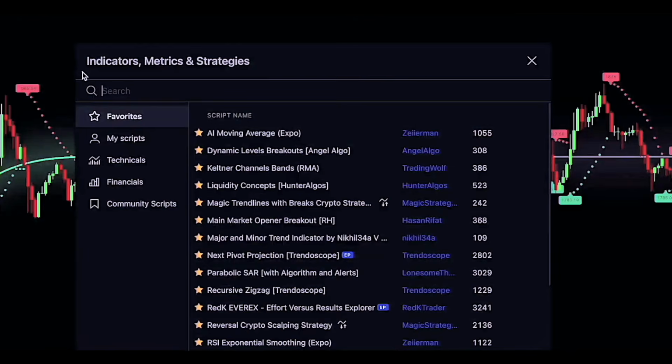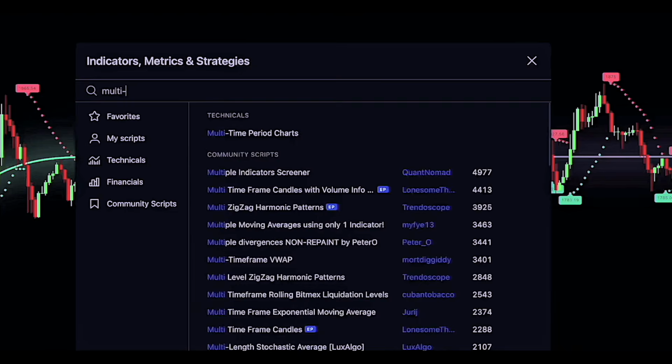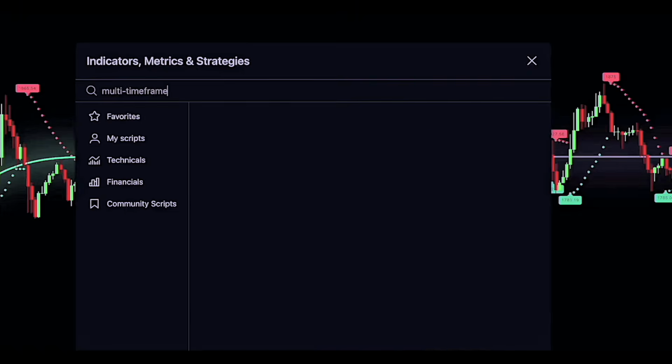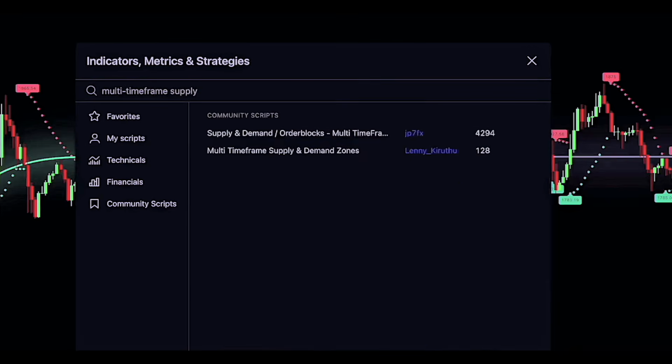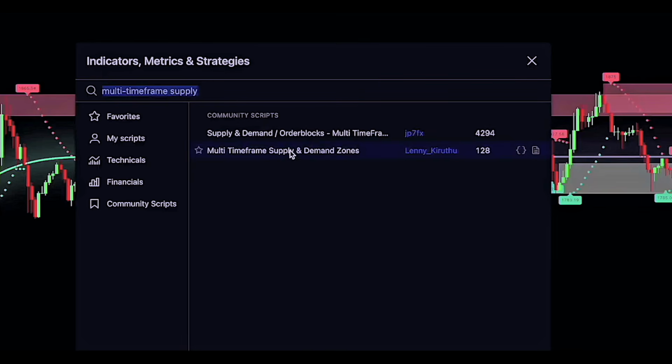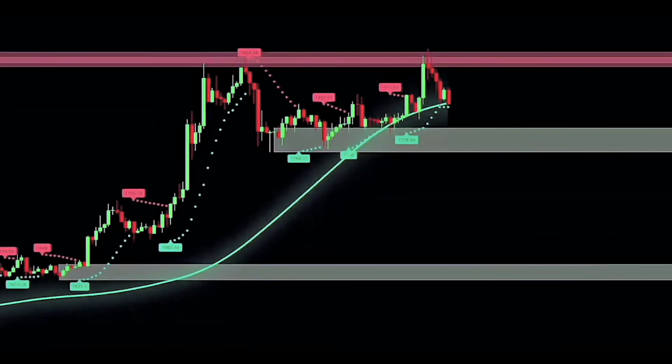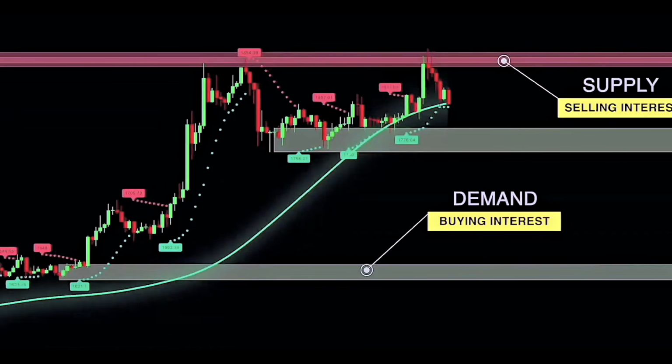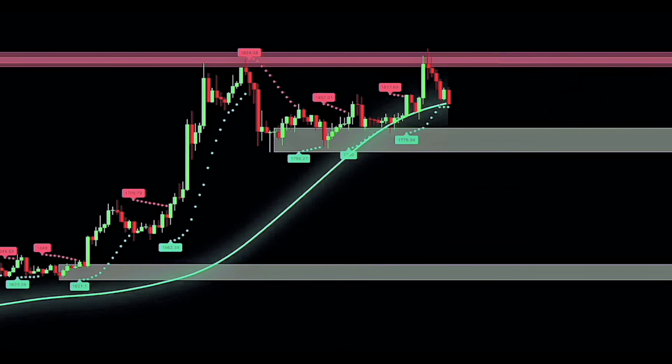Now, let's add multi-time frame supply and demand zones by this amazing author. This script is fairly new. The truth is, no trading strategy is complete without supply and demand concepts. You can't blindly rely on a buy and sell indicator alone, even if they're strong. Combining indicators with advanced price action techniques like supply and demand can significantly improve your trading decisions.